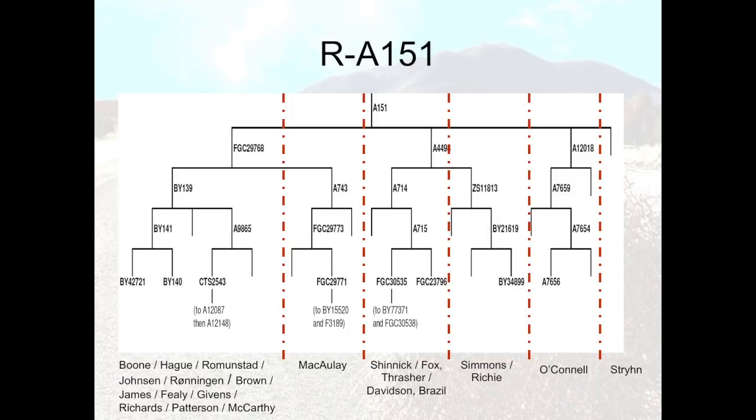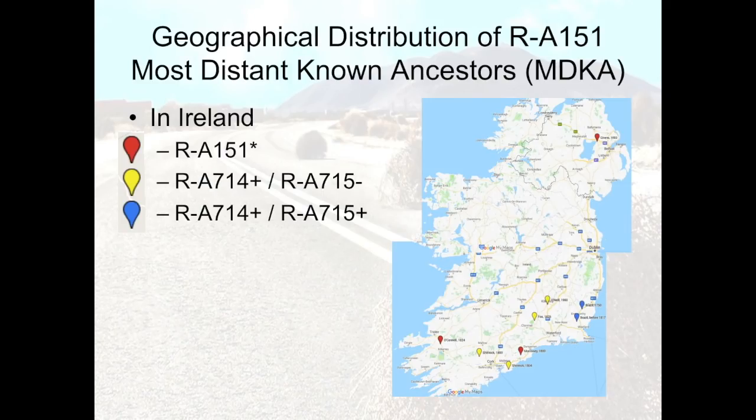and over into Scandinavia. And I suppose one of the questions is, can we identify the historical circumstances that might have caused that particular distribution? So what I have here is I have mapped the locations of the most distant known ancestors here in Ireland, and the colours on the arrows are really just those that are either A151 and I've not gone down the particular branches, or those that are 714 positive, 715 negative, and then the later branch here, 714 positive, 715 positive.